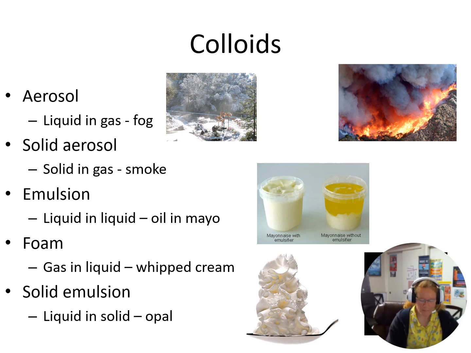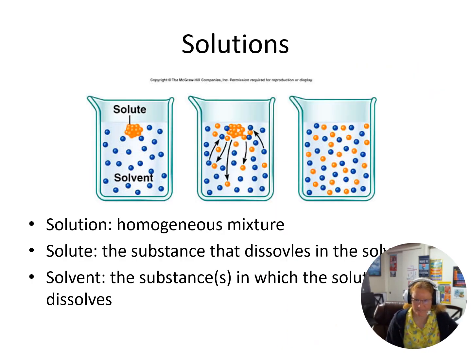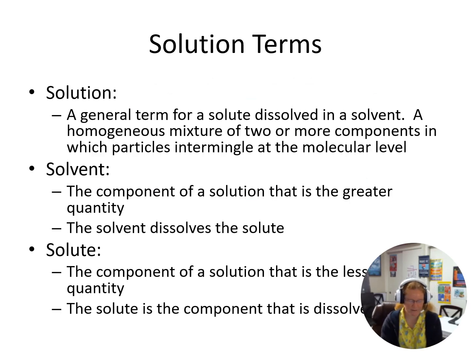Okay, but a true solution is a homogeneous mixture. And so we have a solute and a solvent. So our solute is what gets dissolved. Our solvent is what does the dissolving. All right, and so again, we just say that solution, solute dissolved in a solvent, it's homogeneous. You can't tell the different pieces apart. Solvents are typically present in a greater quantity and it does the dissolving. Solutes are present in lesser quantity and they are what is dissolved.